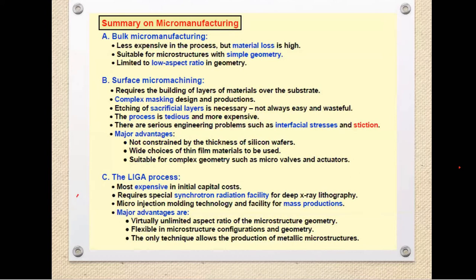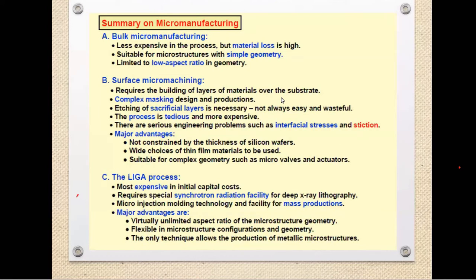Then we are able to produce the complex masking design and production. So etching of the sacrificial layer is necessary in this case. So the process is tedious and more expensive.